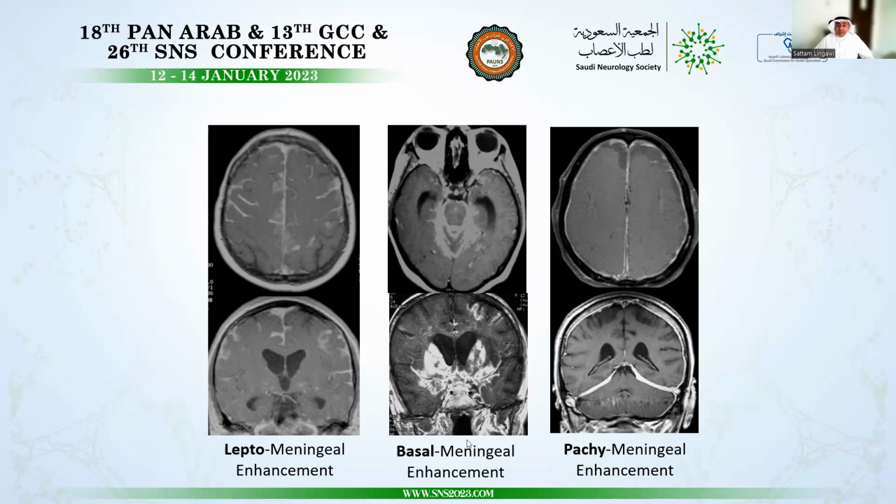The basal meningeal enhancement is enhancement of the basal meninges and the cerebellar tentorium with invasion of the undersurface of the basal ganglia. This is an intense pattern of enhancement that is often seen in granulomatous diseases, granulomatous infectious diseases such as TB, or non-infectious diseases such as sarcoidosis and histiocytosis.